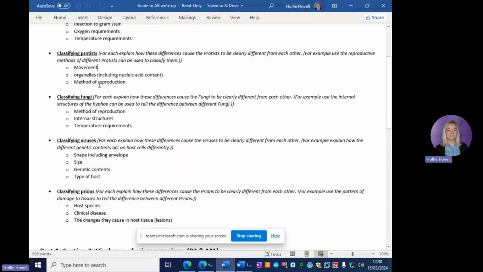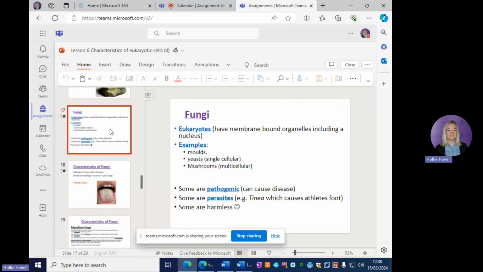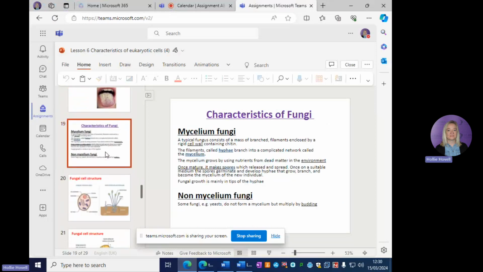So fungi and protists were in the same PowerPoints because they're both eukaryotes. So first of all, how do fungi reproduce? Now, fungi kind of fit into 2 categories. Some types of fungi are the ones that have mycelium, and some types of fungi do not have mycelium. So we have got different types of fungi, and we can use their method of reproduction in order to characterize them.